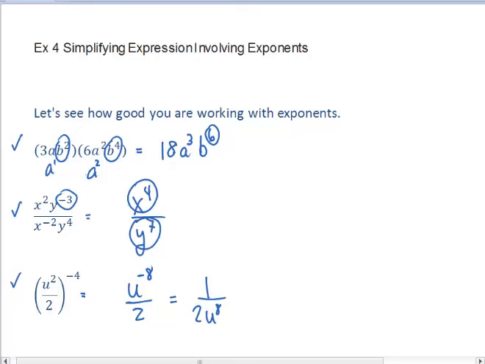The last one, we're going to use the power of a power rule. We're raising u squared to the negative fourth. That makes u to the negative eighth. We multiply powers in this case, not add them. And on the bottom, I made a mistake here, because this 2 in the denominator should become 2 to the negative fourth power. And as a result, that's going to make 16 in the numerator, because 2 to the negative fourth would put 2 to the fourth up in the numerator, which would end up being 16 over u to the eighth.